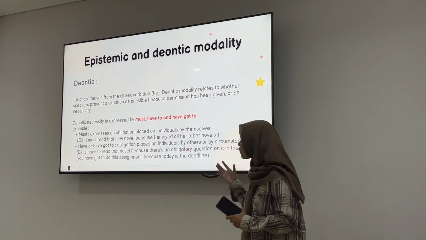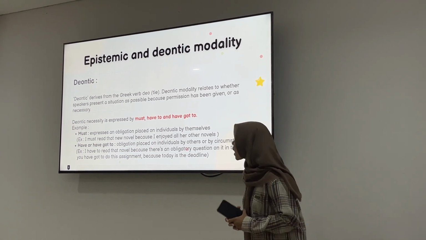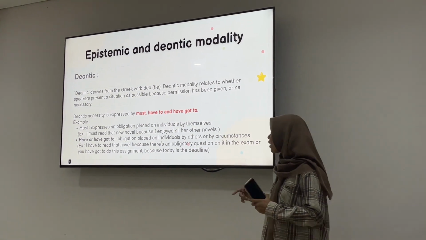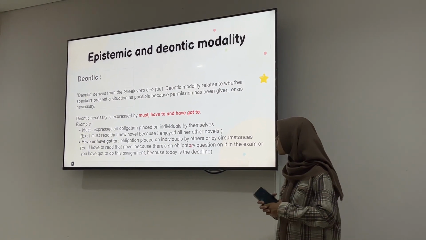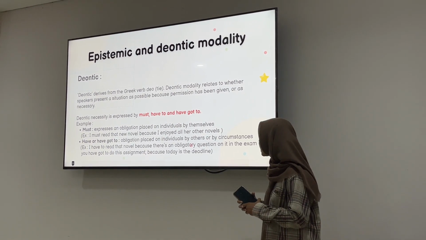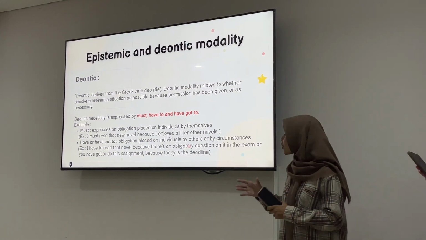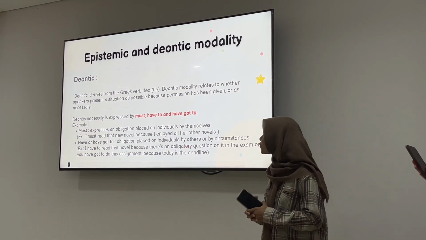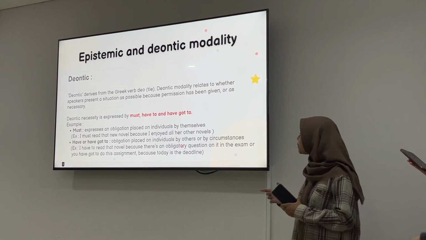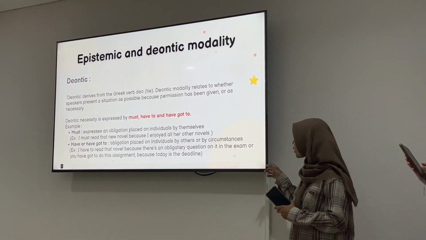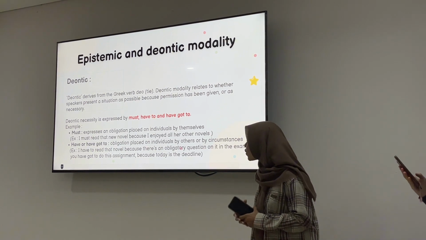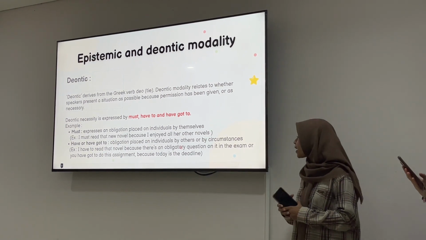It's different if we look at the second sentence, have or have got to. Have or have got to is used for obligation placed on individuals by others or by circumstances. So for example, I have to read that novel because there is an obligatory question on it in the exam. Or the other example is you have got to do this assignment because today is the deadline.